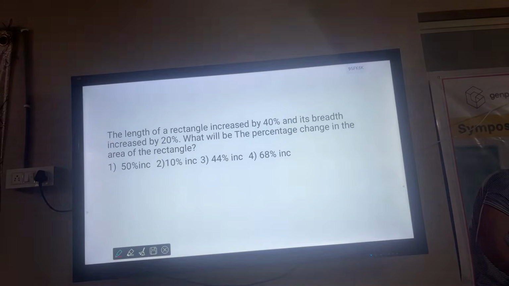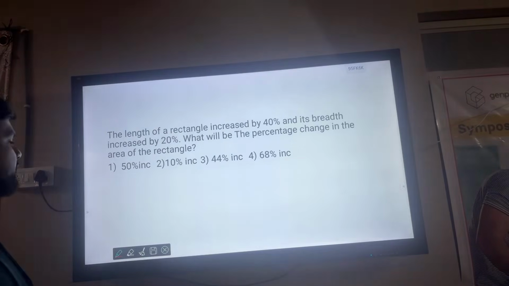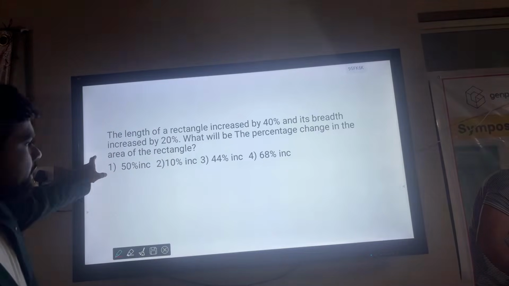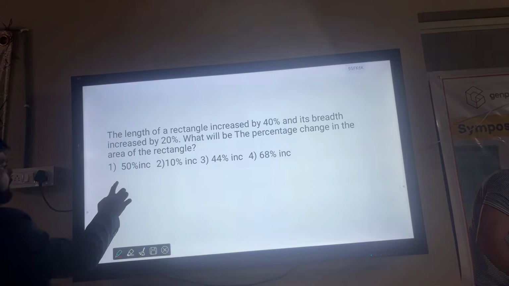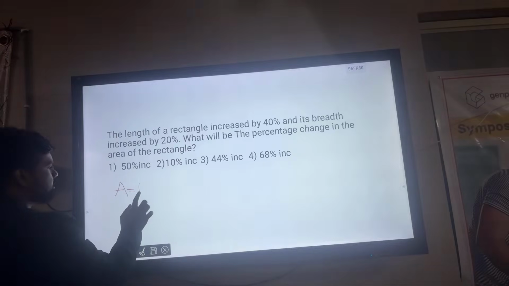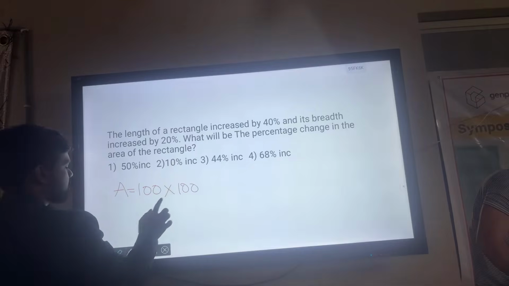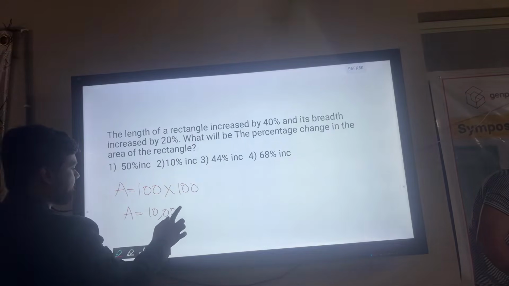The length of a rectangle is increased by 40% and breadth increased by 20%. What will be the percentage change in the area of the rectangle? Area of the rectangle formula, length into breadth. First assume length 100 centimeters, and the breadth is also 100 centimeters. So the total area is equal to 10,000 centimeter square.